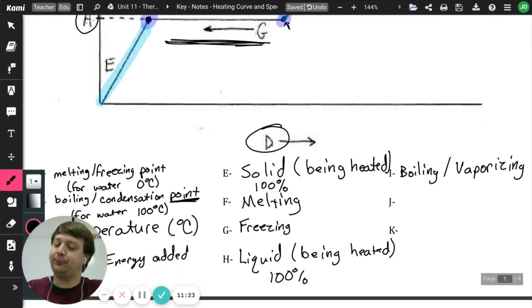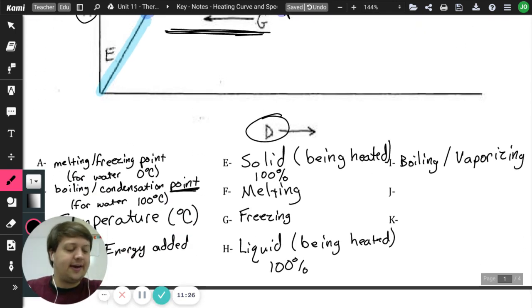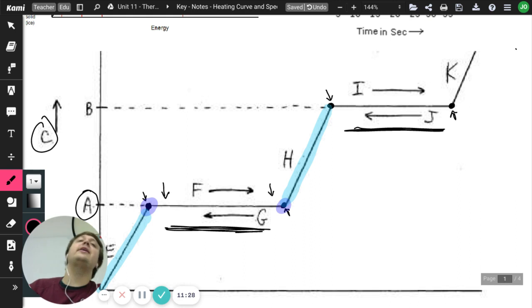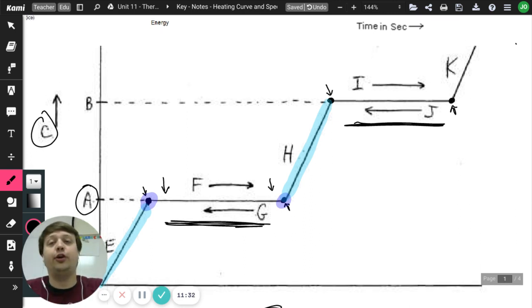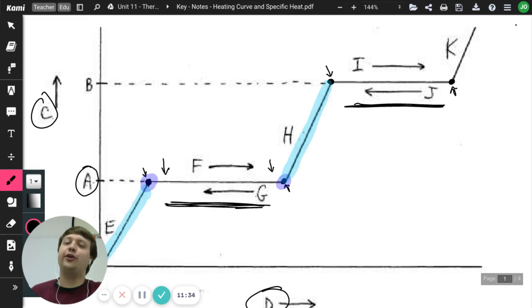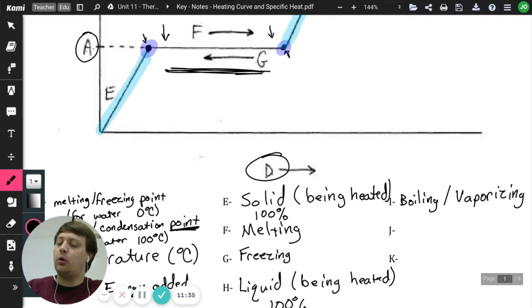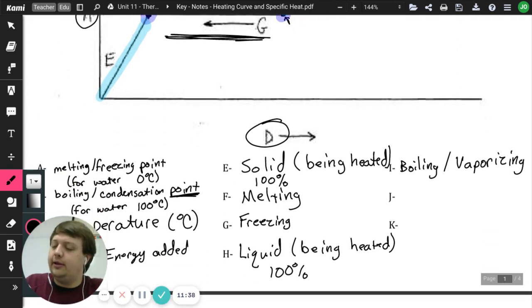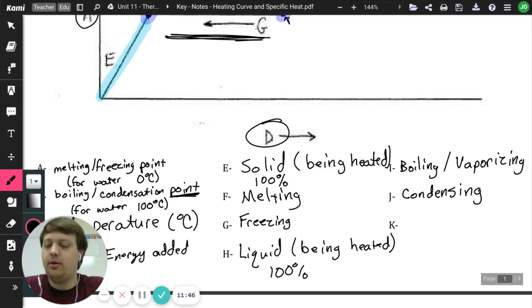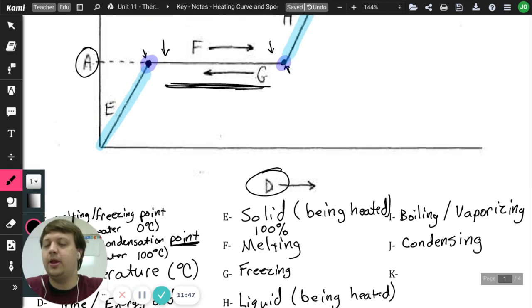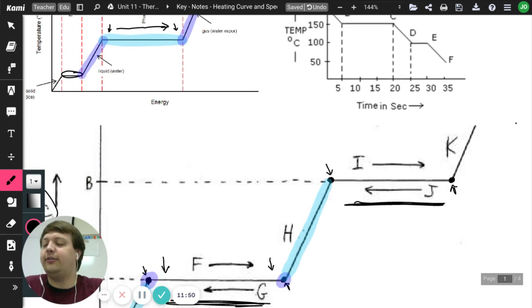All right. Next, I have J. J is going in the opposite direction of boiling. Well, in terms of going from a gas to a liquid, what we would call that would be condensation or condensing. All right. Very last one I have here is K.